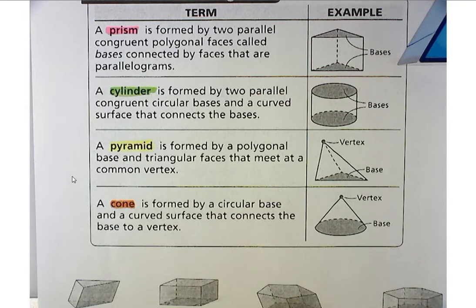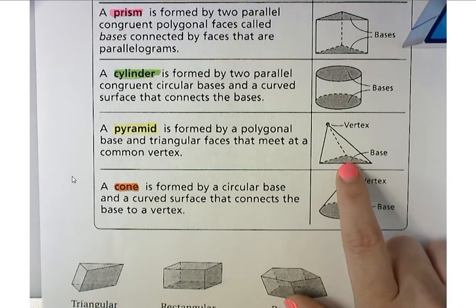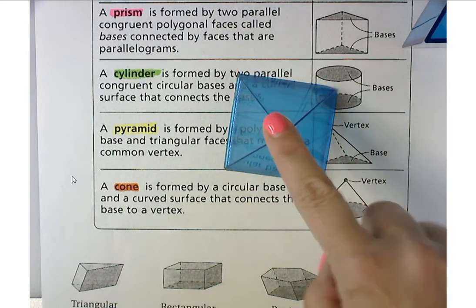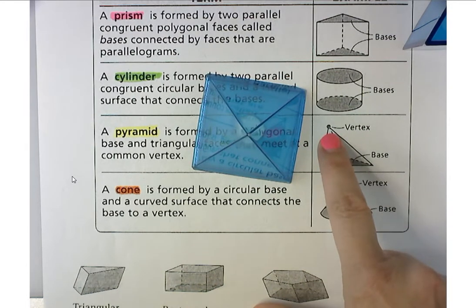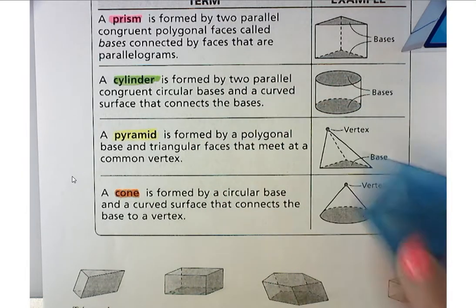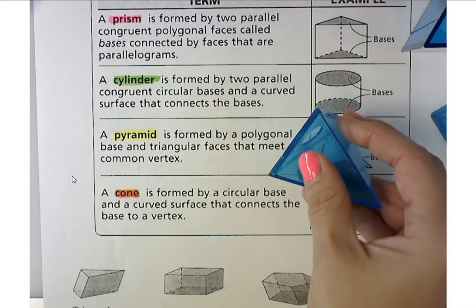You have a pyramid. So a pyramid is formed by a polygonal base. So it could be a triangle like this one. It could also be a square. And those are going to meet at a common vertex. Now you guys are used to seeing a pyramid where the point is directly in the center, but you can see here it doesn't necessarily have to be in the center. This is usually the pyramid you guys are used to seeing. It has the square base, but you can also have a pyramid that has a rectangular base.